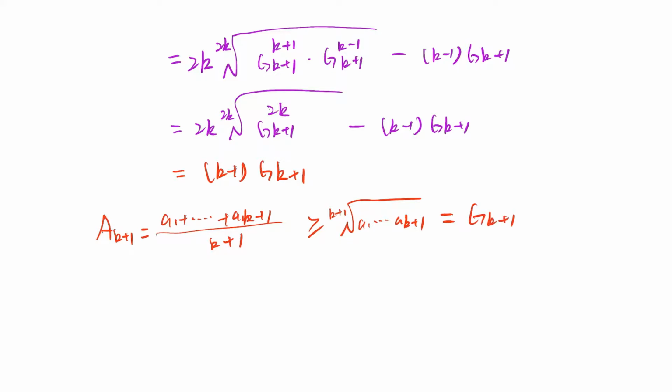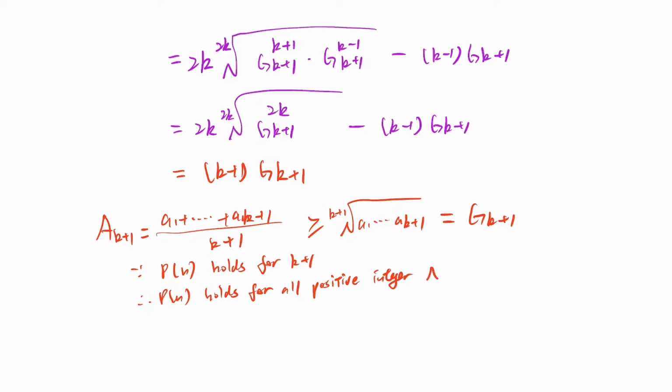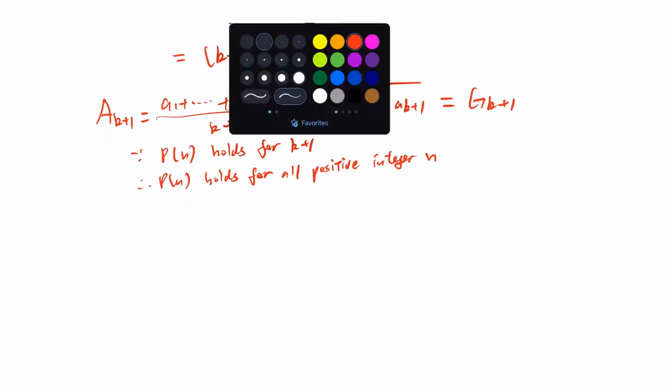Therefore, we've proved that since P(k) holds for k plus 1, P(n) holds for all positive integers n. And we've successfully proved the AM-GM inequality.